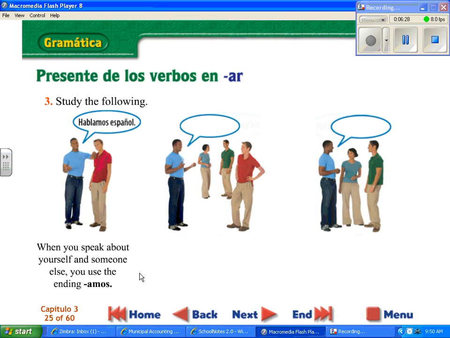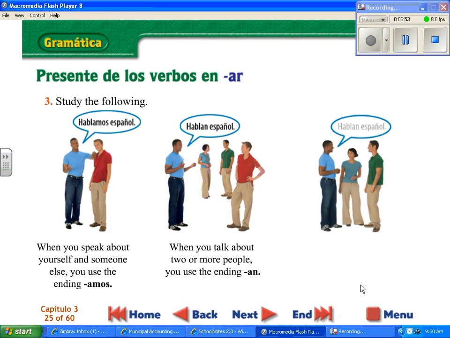If you talk about yourself and someone else, you use the ending amos. Hablamos español. When you talk about two or more people, you use the ending an. Hablan español. When you speak to two or more people, you use the ending an as well. Hablan español.